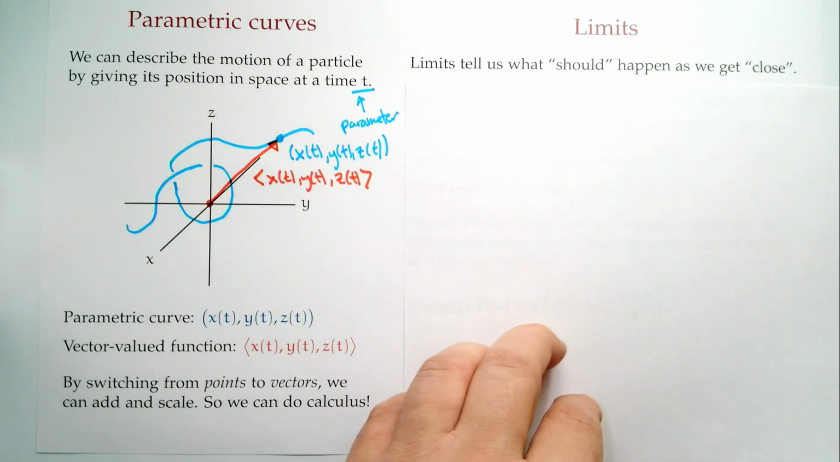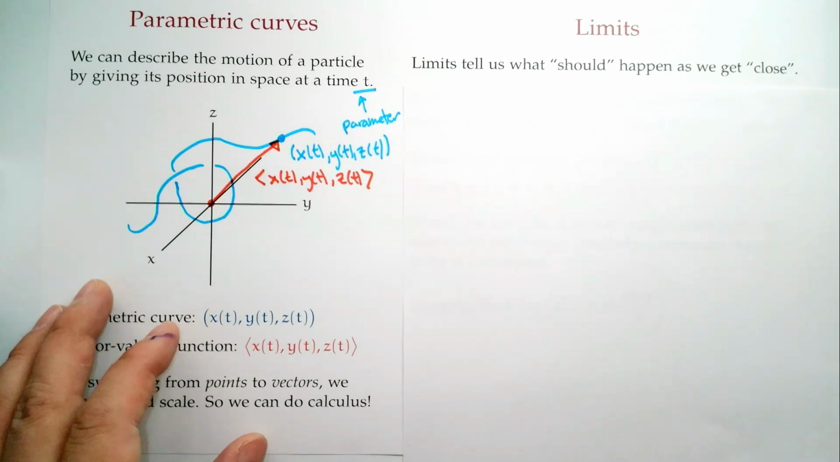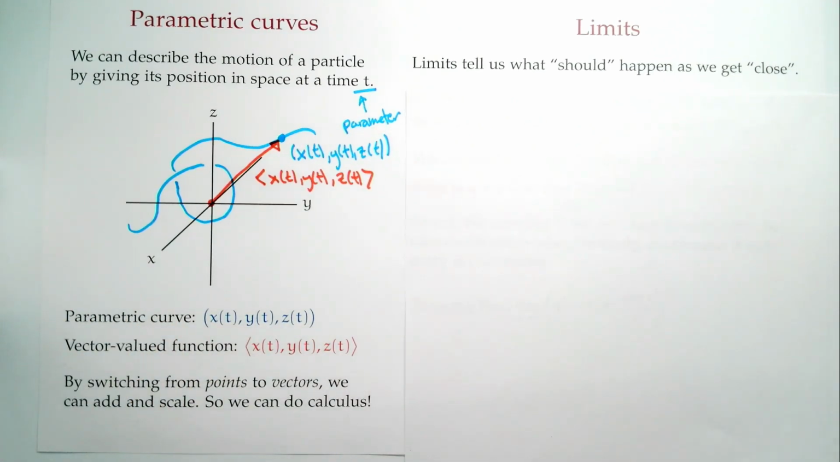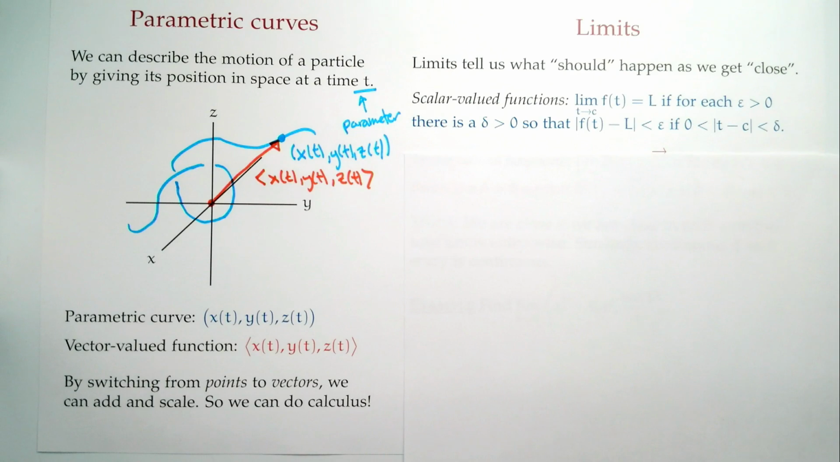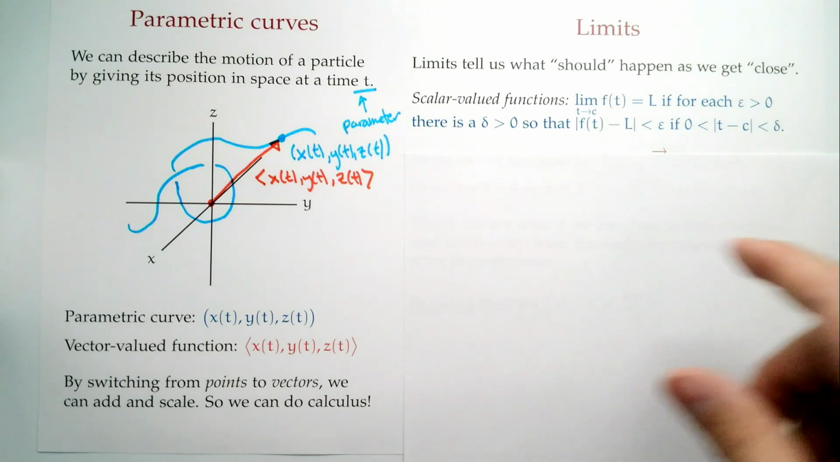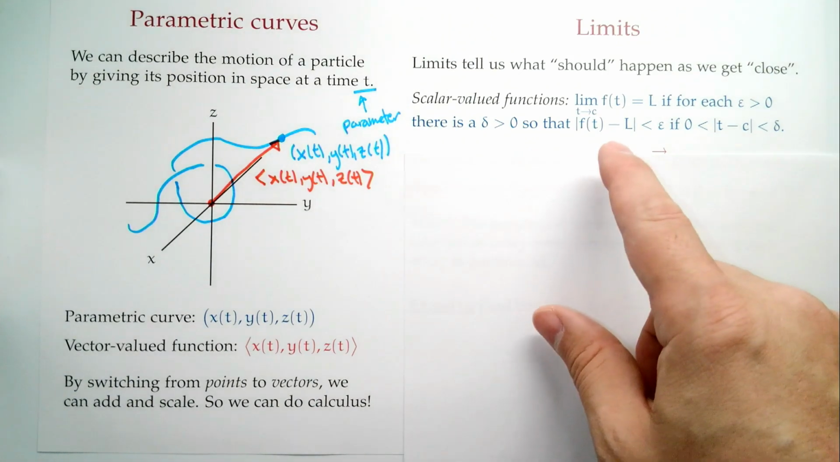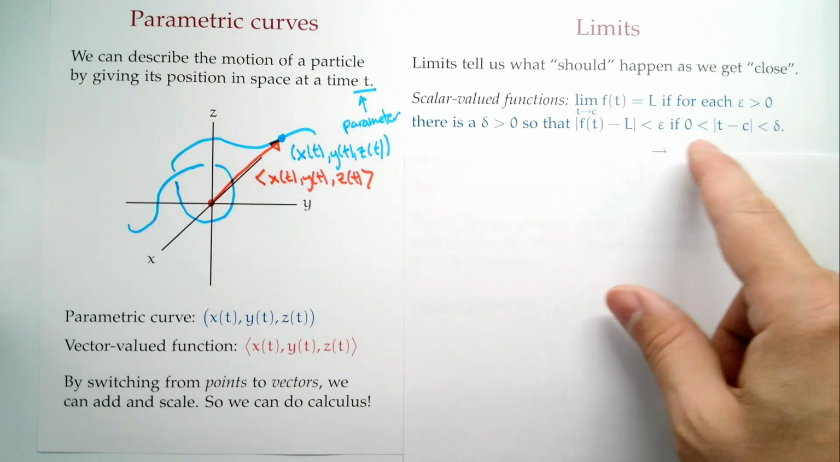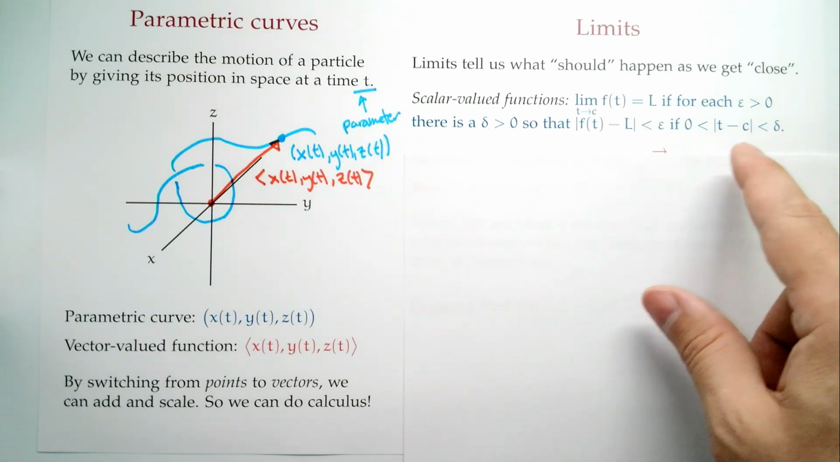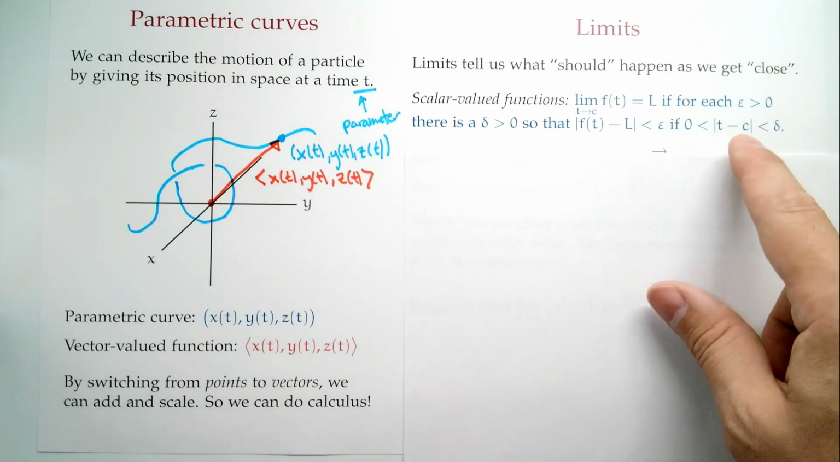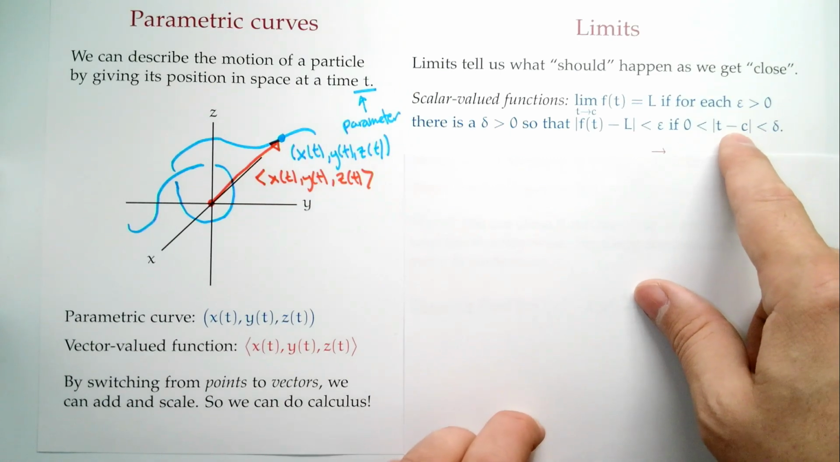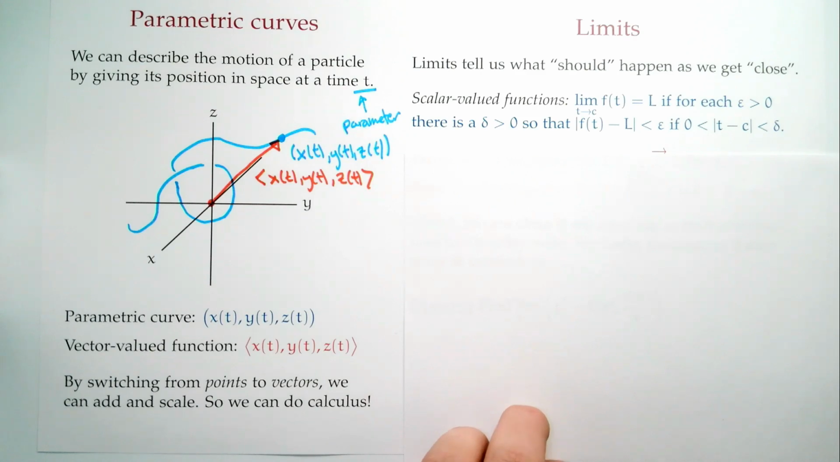Now, the technical definition, which I will preface by saying you don't need to know, but here's a technical definition. We say that the limit, as t approaches some number c, of f of t is equal to L, if for each epsilon greater than 0, there's a delta greater than 0, so that the distance between f of t and L is less than epsilon if the difference between t and c is less than delta, but t is not c. See, we don't want t to equal c, because we don't want to say what's happening at the point. We want to say what's happening near the point.